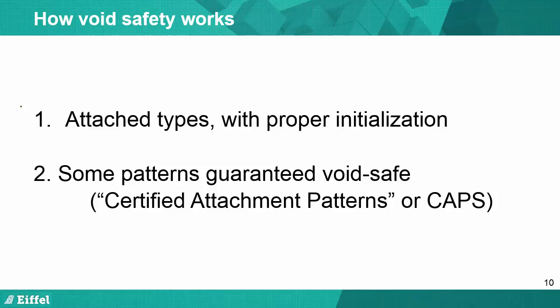And we saw the first of these patterns by using the object test. This is a special case of a more general situation in which it's clear from the context and the compiler can guarantee that the target of a call will be attached, will not be void. And the general notion is that of a certified attachment pattern. We have seen one CAP, or certified attachment pattern, and in the next segment of this video series, we will complete our understanding of the Eiffel void safety mechanism by seeing the remaining very simple CAPs.